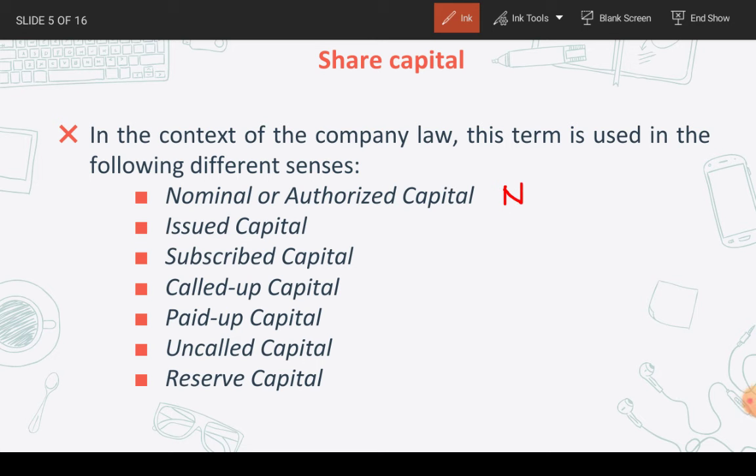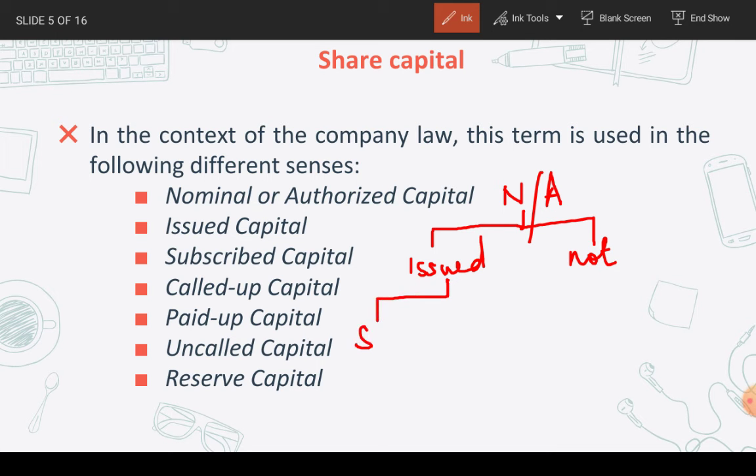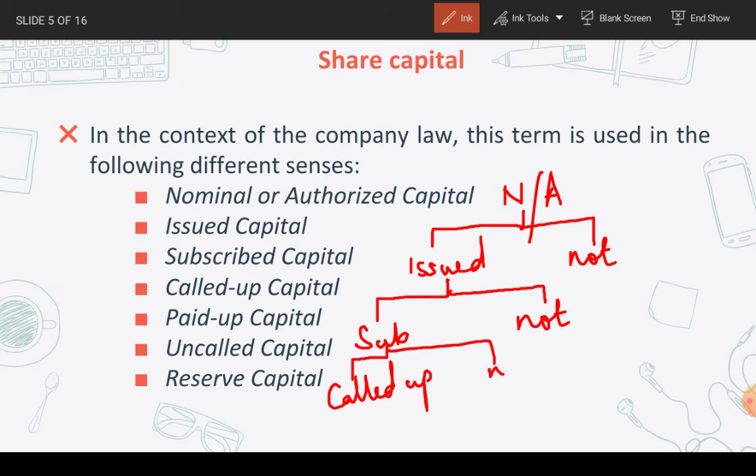At the top, we have nominal or authorized capital, and under that, we have issued capital. Now, if you have issued capital, there will also be those that have not been issued, right? Then under issued capital, we will have those that are subscribed, and in case of under subscription, those that have not been subscribed. Under subscribed capital, we'll have those that have been called up, and those that have not been called up.